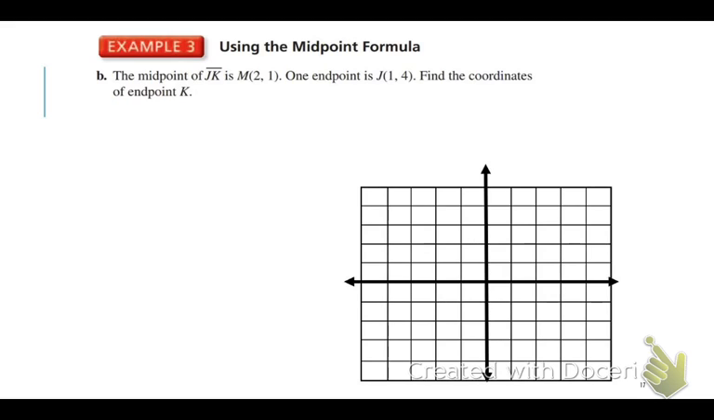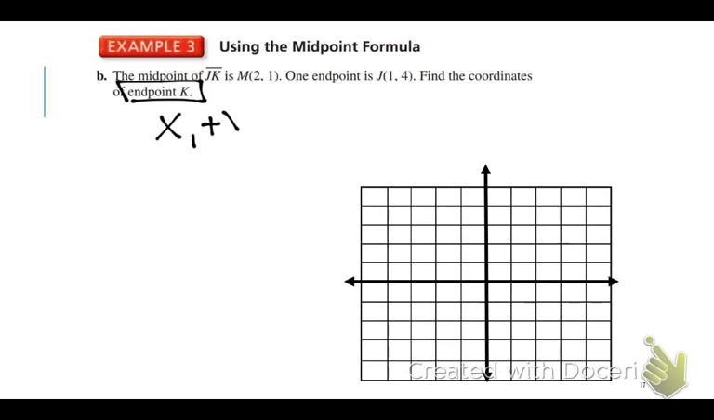The midpoint of JK is (2, 1). So are we finding the midpoint? No, we're given the midpoint. One endpoint is (1, 4). Find the coordinates of endpoint K. So we're finding the other endpoint. We're still going to use the same formula, but we're going to break it apart.